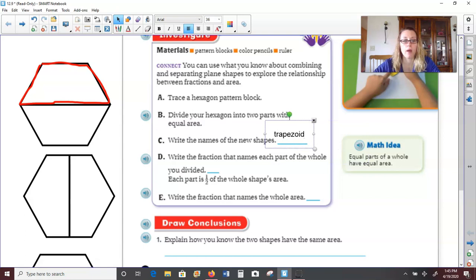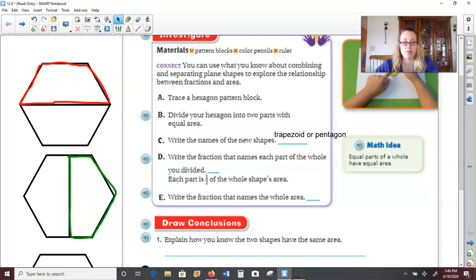However, when you look at the second way we could have split our hexagon, and if you drew a vertical line straight down the middle, you're going to find that you actually created a different type of shape. This shape has five sides to it, and so we call a five-sided shape a pentagon. So it depends on how you decided to split your hexagon. You would have ended up with either two trapezoids inside or two pentagons.